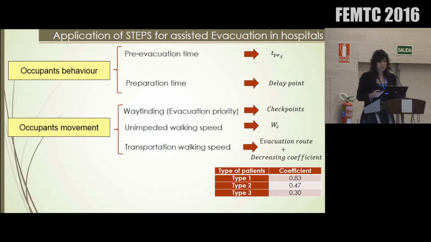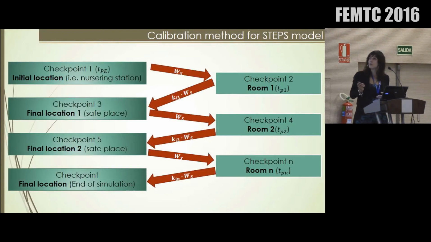In order to calibrate the model to represent the transportation walking speed, we would need to define the evacuation route that each agent will follow, and we will need to assign a decreasing coefficient. The idea to apply this decreasing coefficient is that the model doesn't allow you to change the walking speed if it's not affected by geometry, or by a block, or by the number of persons. So this decreasing coefficient is going to reduce the unimpeded walking speed in order to represent this transportation speed.